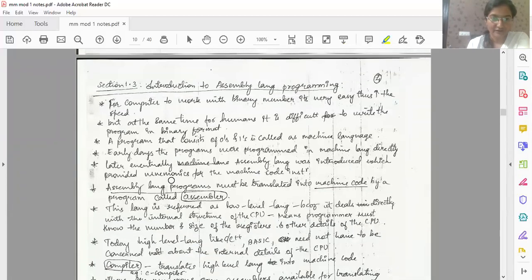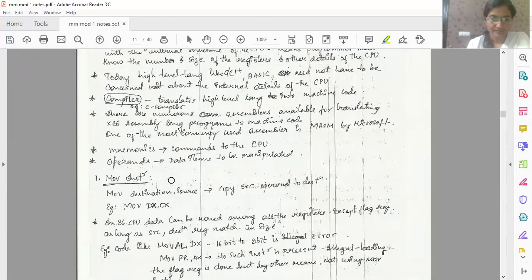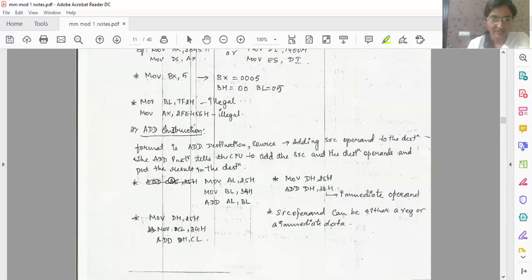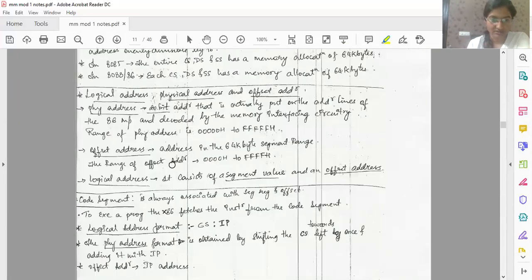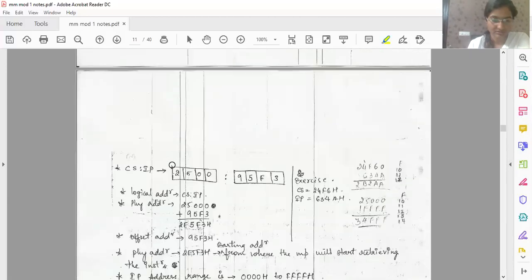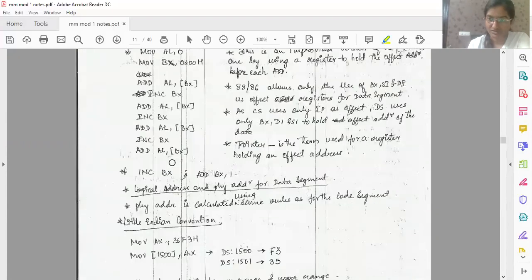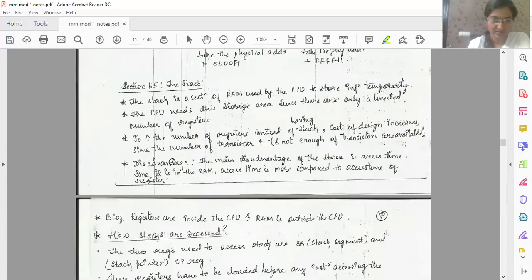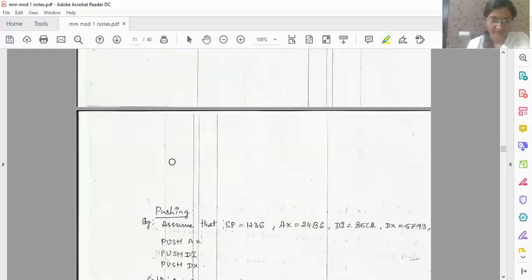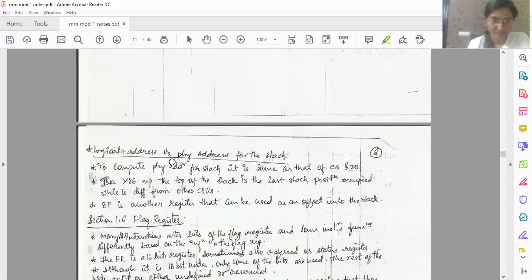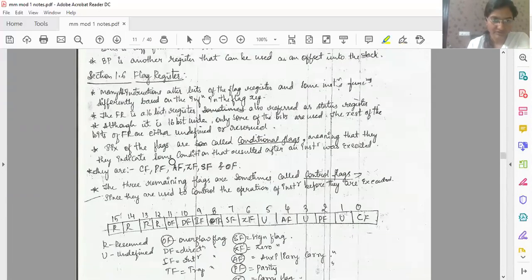Next, what we'll do is study the flag register. Then we will come back to the introduction to assembly language programming. Once we are clear with the flag register, we'll come back to that. Now here comes your flag register. The flag register is a 16-bit register. All right. Let us see.